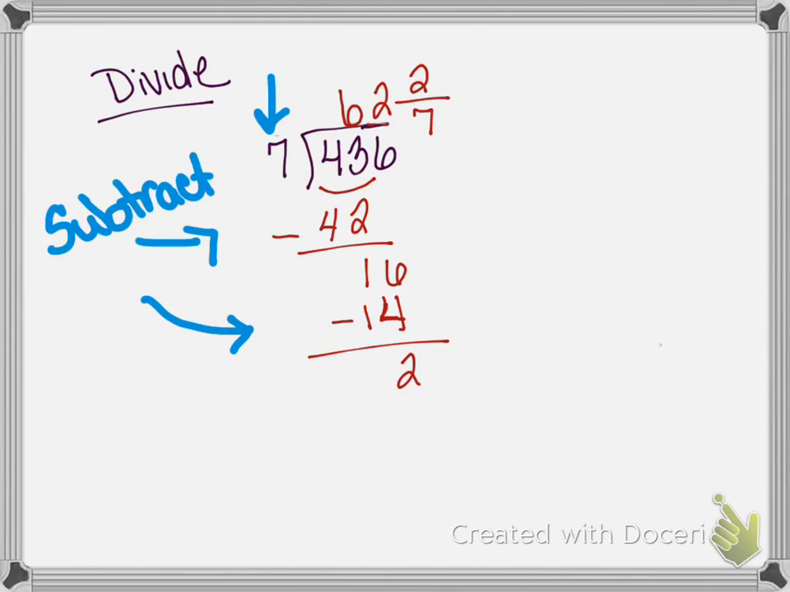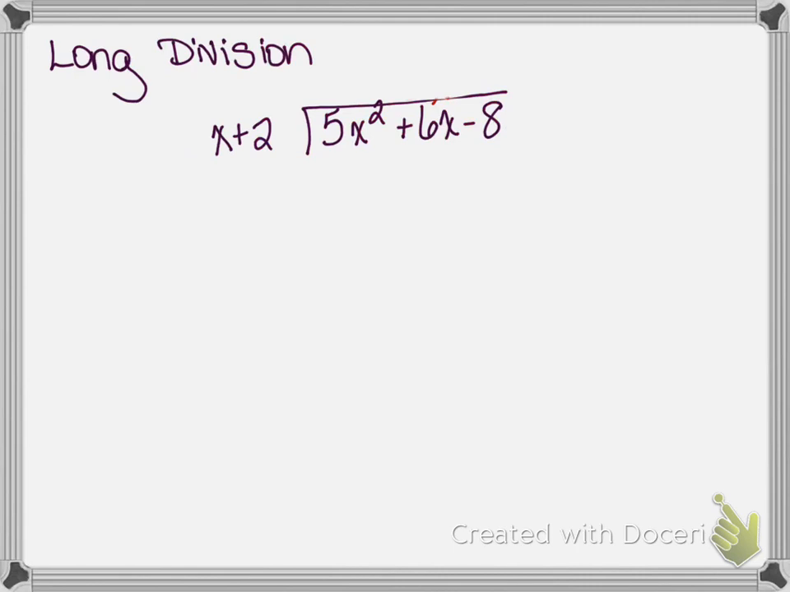We're going to use this principle to divide polynomials. And this is where you've got to make sure you do okay. It's with the subtraction. Students forget about that subtraction. So now we are going to do this division problem. I have 5x squared plus 6x minus 8 divided by x plus 2.